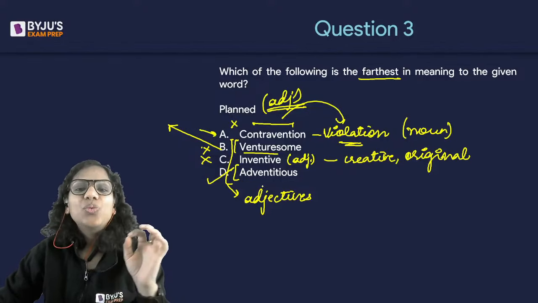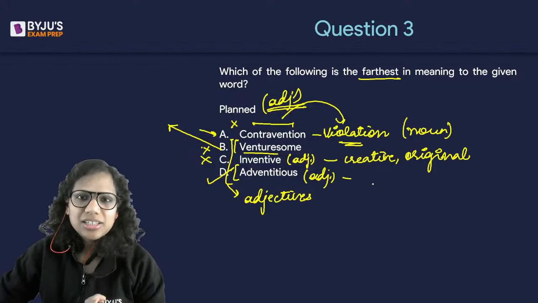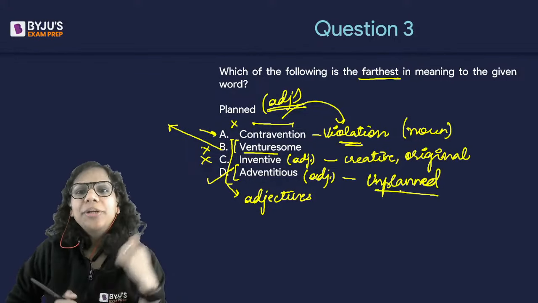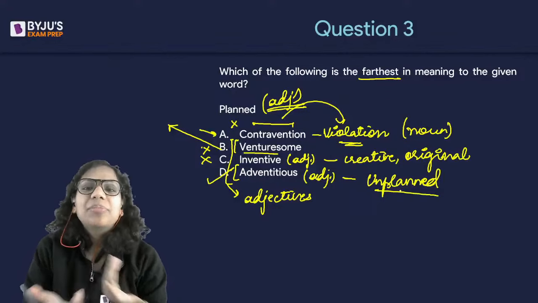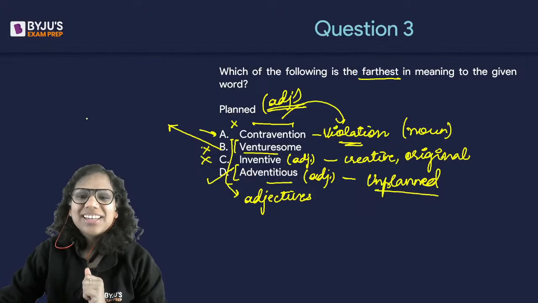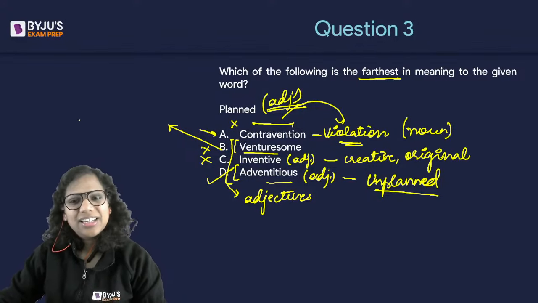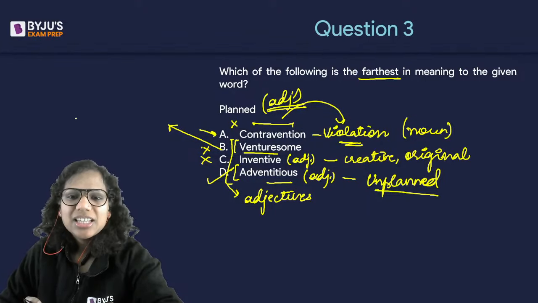These are answer. Adventitious. Adventitious is something that happens by chance, right? A coincidence. It's not something that is planned. So adventitious is unplanned. So for instance, if I say, my job and her job share some adventitious similarities, that means they just happened by chance, right? So I hope this is clear to you. We saw four words here: contravention, venturesome, inventive, and adventitious. Okay, good. So D is the answer here.